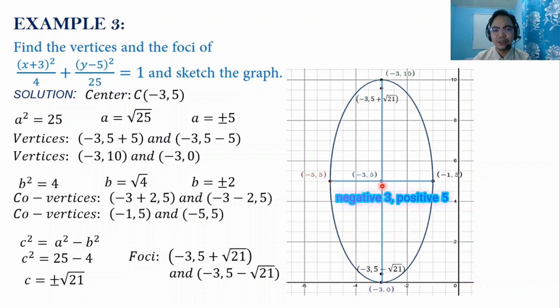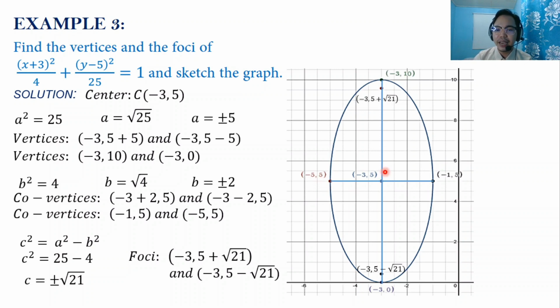This is our center, negative 3, positive 5. Then going to one of the vertices, this is negative 3, 10. And this is one of the vertices also, negative 3, 0. This is one of the co-vertices, negative 1, 5. And the last co-vertex natin is negative 5, positive 5.